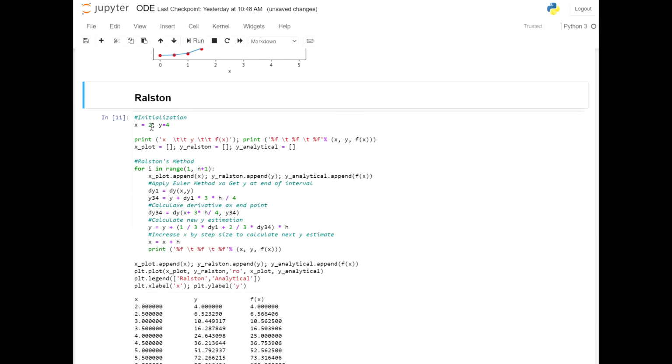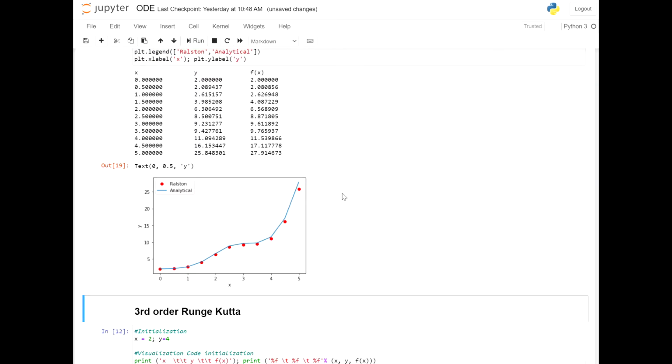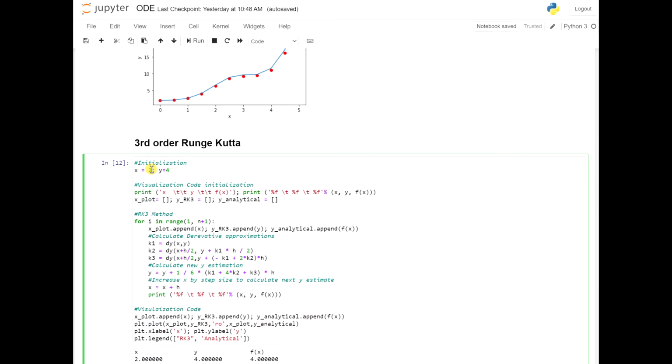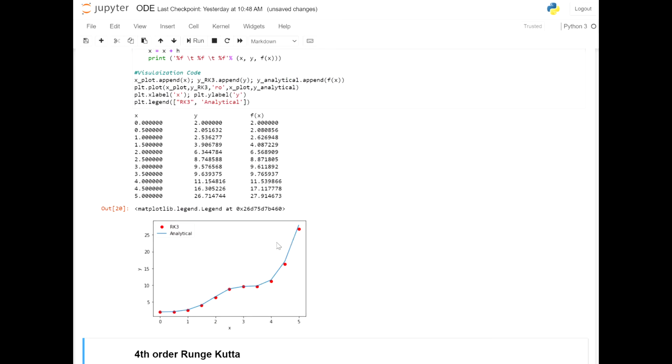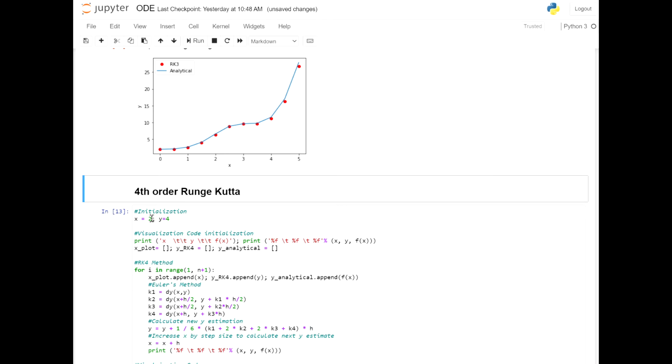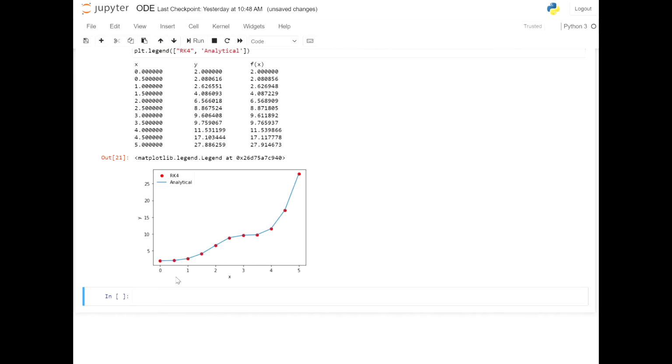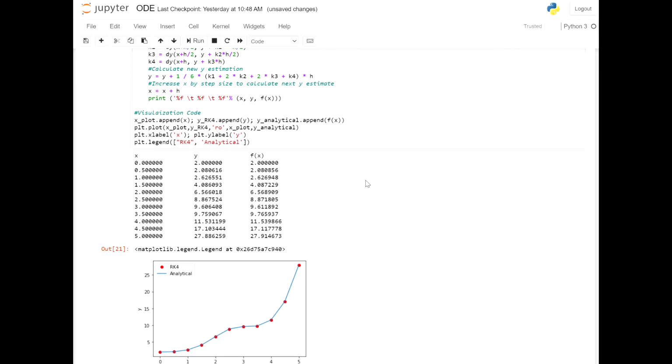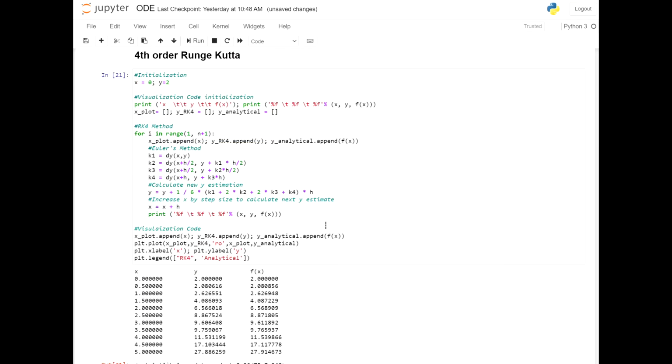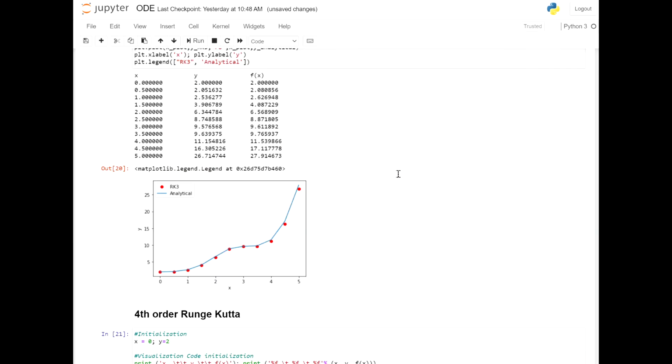And the Ralston should be the same as the last two. And the third should be a slight improvement over the last 3 methods, as you can see. And this should be the best improvement of them all, as you can see from the numbers: 27.87, 27.91. So this is, again, by far the most superior, and it's not a surprise because we're using 4 different derivatives to describe the derivative in each interval.